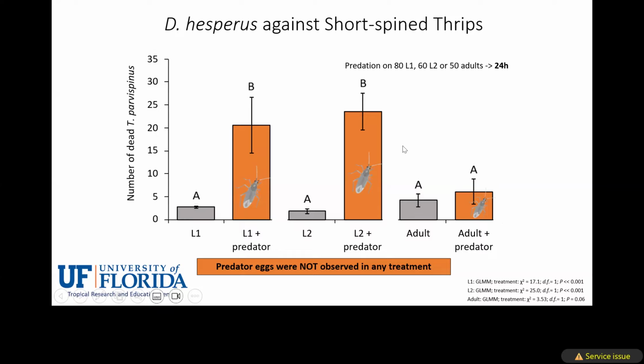It's interesting to note here that they don't seem to like adult thrips because they didn't really show mortality. In this case, we didn't see many carcasses, so they don't seem to really like to prey on adult thrips. And we also didn't observe predator eggs in any of these treatments.